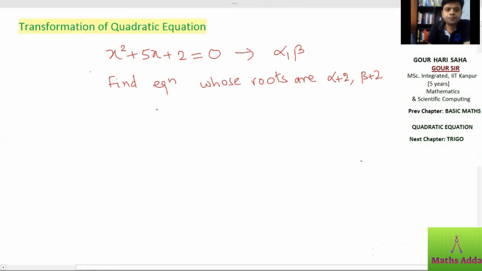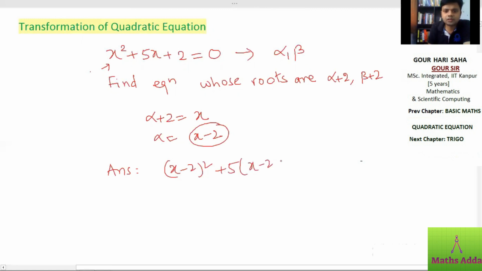What we will be doing? So alpha plus 2 is equal to x, alpha is equal to x minus 2. So replace each x by x minus 2. So it becomes, what is the answer? Answer is this one, (x minus 2) whole square plus 5 into (x minus 2) plus 2 equal to 0.